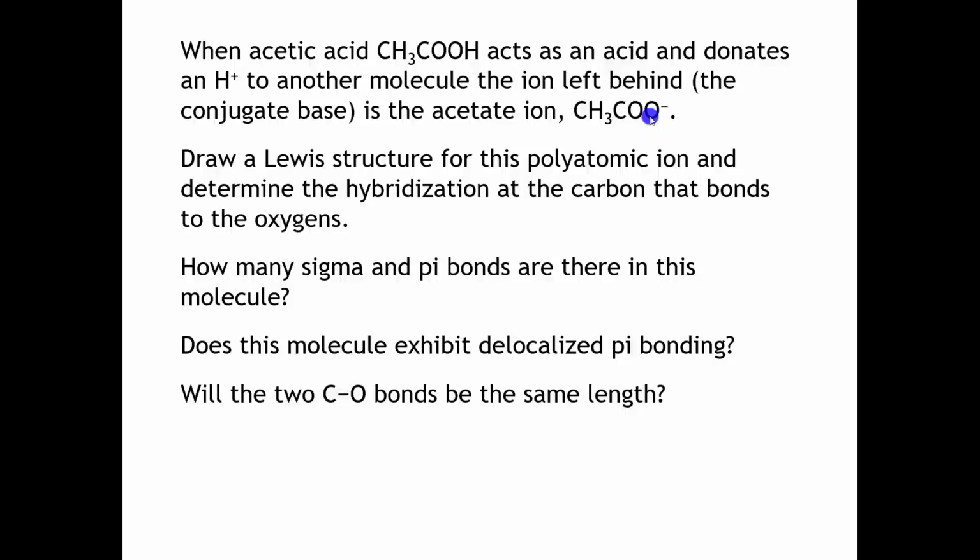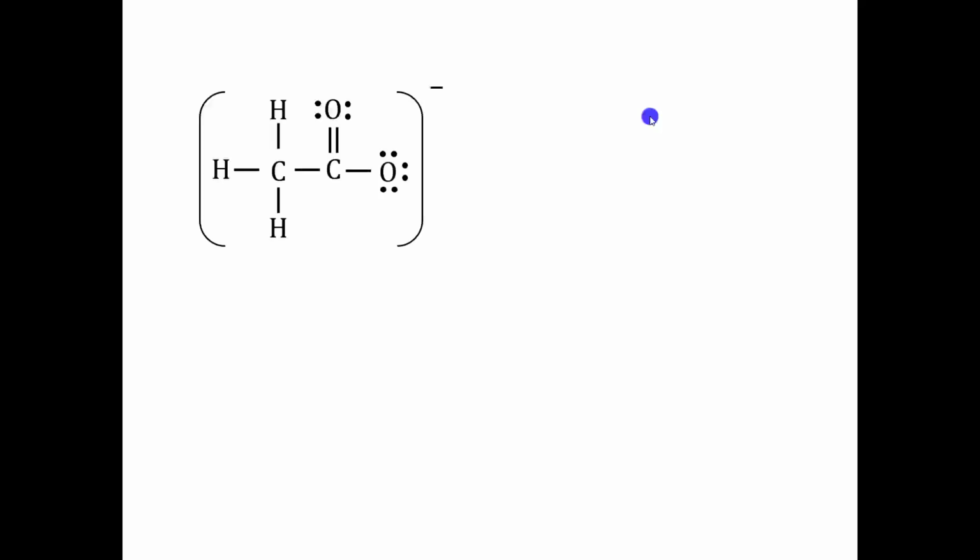Okay, here we go. Well, let's start by drawing the Lewis structure. We had the Lewis structure before, so it would be easy to go back in your notes and just make a little bit of a tweak to this, right? We lost an H+, so that means where we did have an OH bond here, now we have just a non-bonding pair of electrons, and the whole molecule has a negative charge.